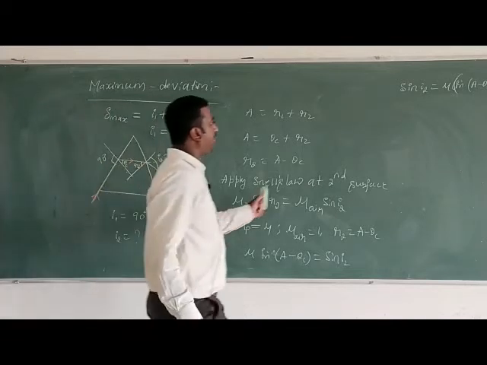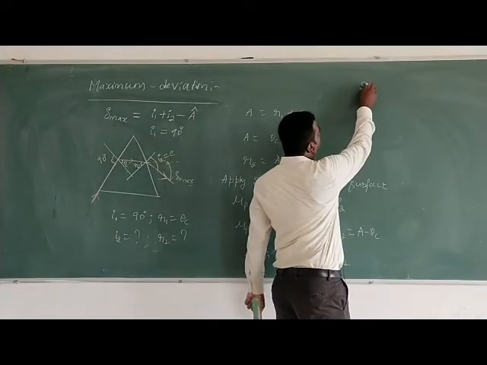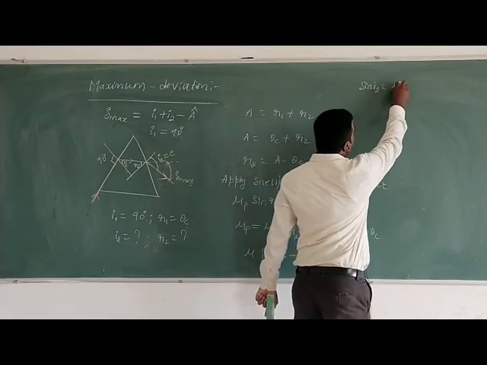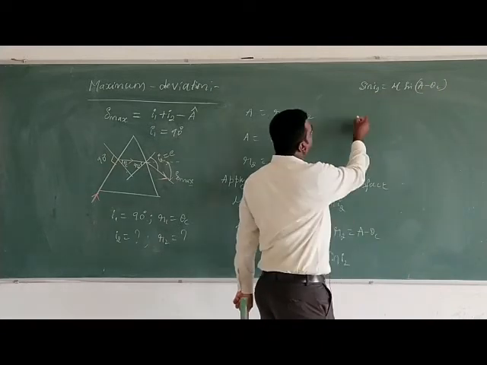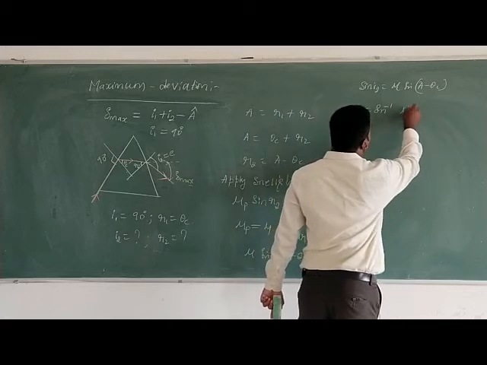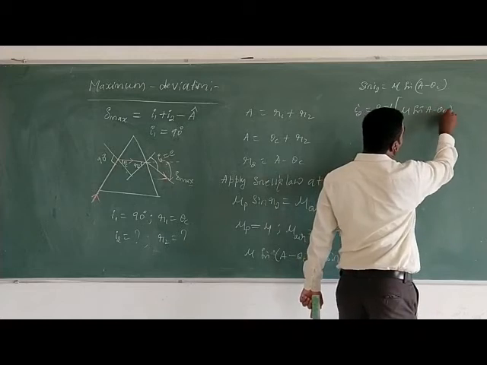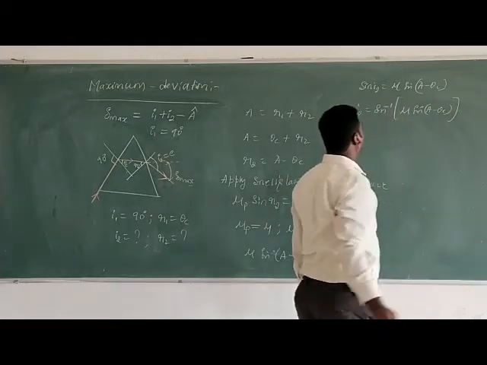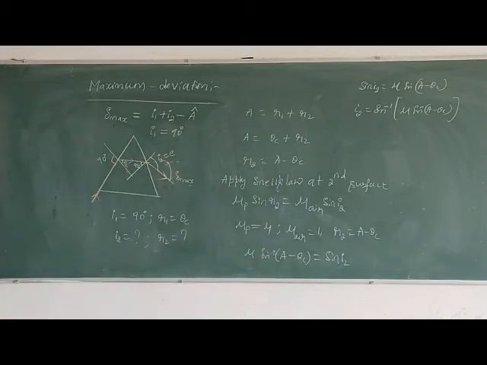Here I am going to write sine I2 is equal to mu of sine of A minus theta c. Here the I2 angle can be written as sine inverse of mu of sine of A minus theta c. This is the I2 value. Now to find the total deviation, you substitute that value into the total deviation.